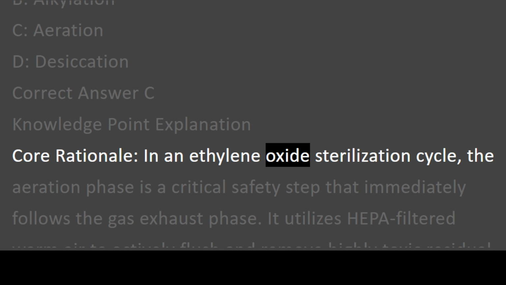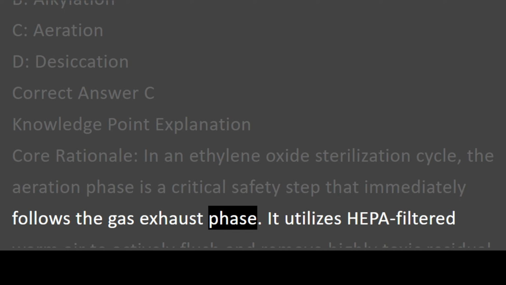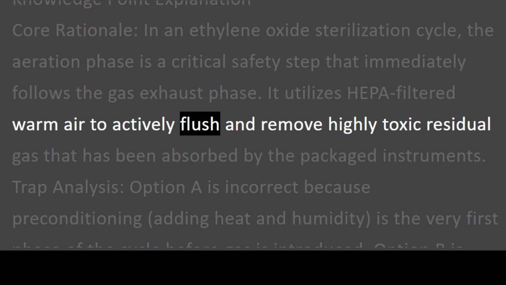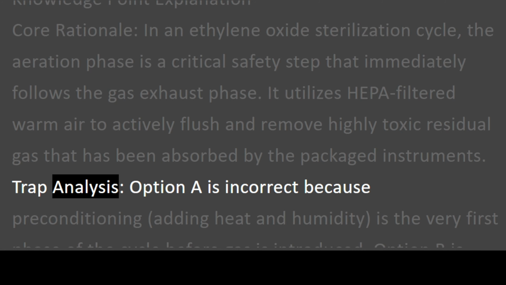In an ethylene oxide sterilization cycle, the aeration phase is a critical safety step that immediately follows the gas exhaust phase. It utilizes HEPA-filtered warm air to actively flush and remove highly toxic residual gas that has been absorbed by the packaged instruments. Trap analysis.